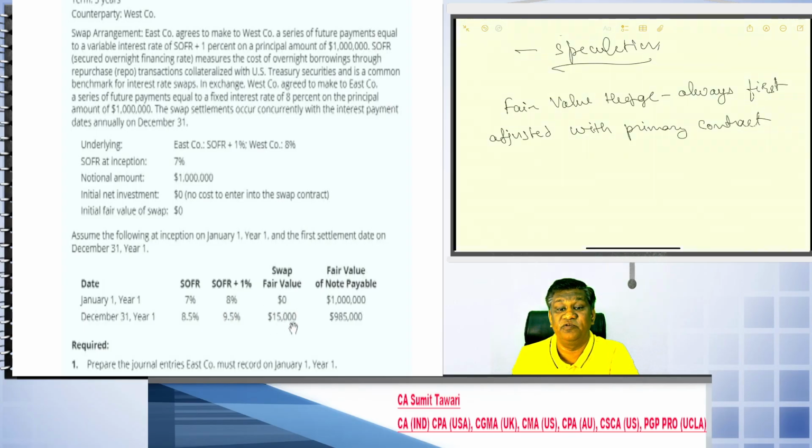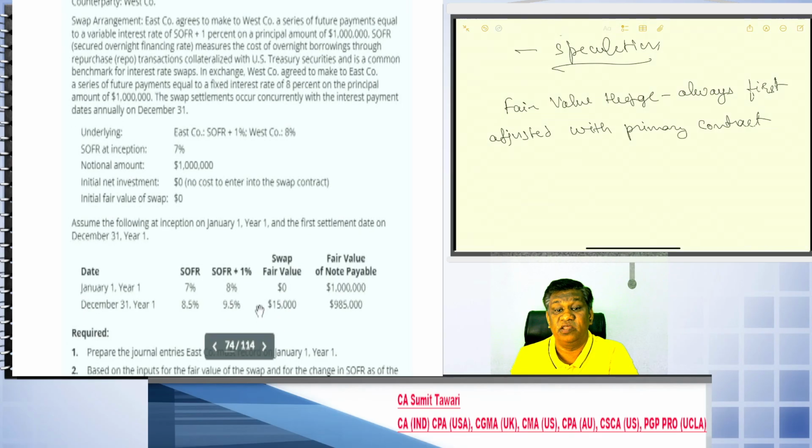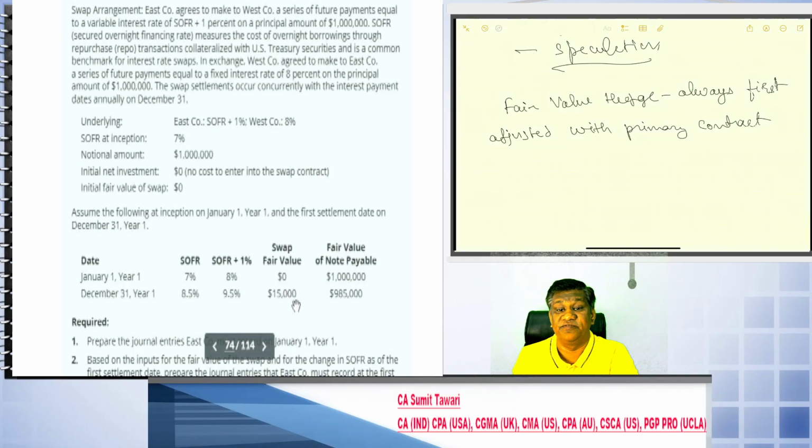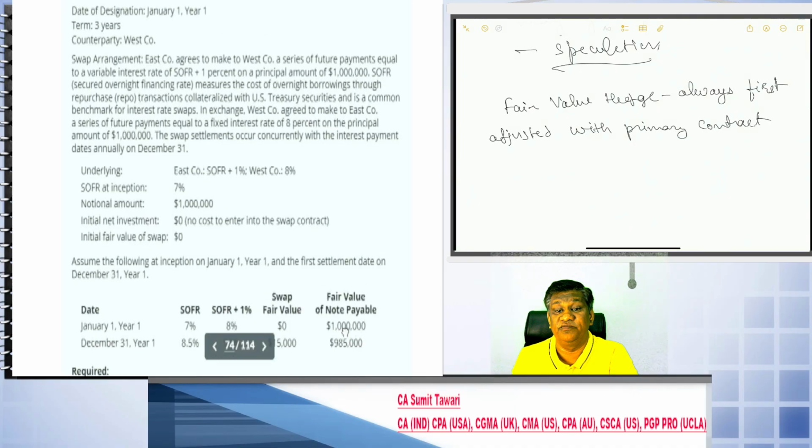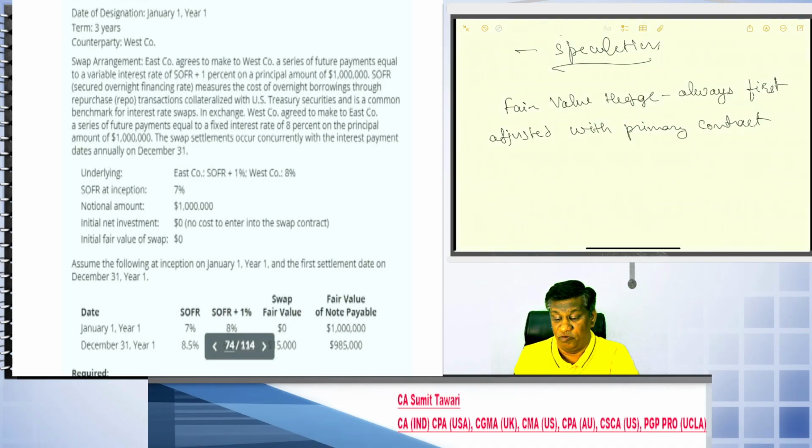Why is this the fair value? Because we are going to protect this rate, or save this amount. Okay, so the fair value of the note payable is 985,000. So we are not recognizing this gain as it is. What we are doing is adjusting it first in the obligation.